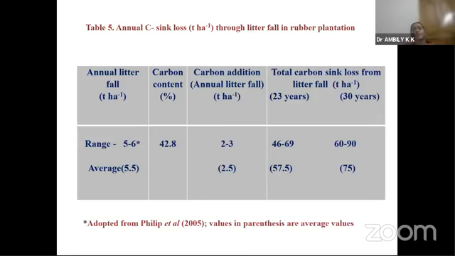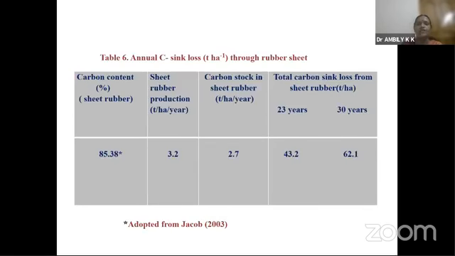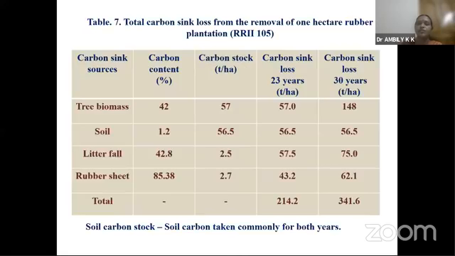And here the rubber is a deciduous tree, and there is annual litter fall, and at that time almost the complete leaf falls down, and then the nutrients and carbon accumulate in the soil annually. And the rubber sheet has very high carbon content, and there is also seed production of 3.2 tons per hectare per year. Therefore, the carbon stock is 2.7 tons per hectare per year, and the carbon sink loss for 23 years is 43.2 tons, and for 30 years it is 62.1.